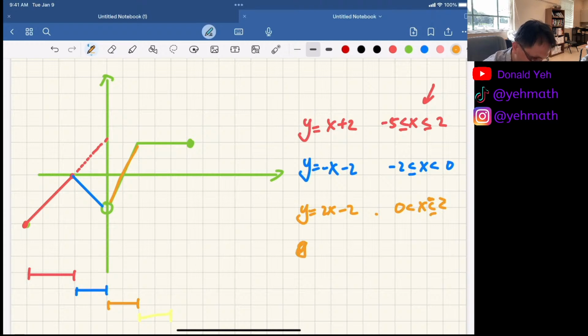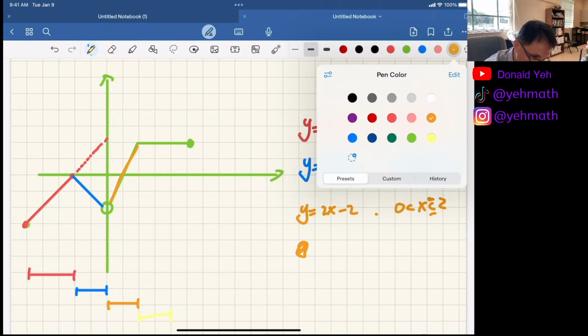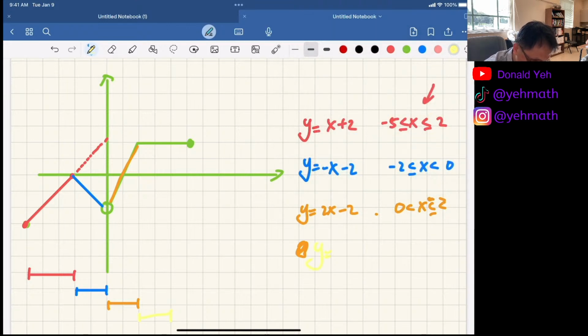And then the yellow one is going to be y is equal to 2 because this is a function of 2. And then it's going to be from 2 less than or equal to x less than or equal to 5. And that's how you break down this function. And that's what I mean by name the function. Please don't name it Bob. I have seen people name it Bob. No, I want you to name the actual equation that represents this graph.